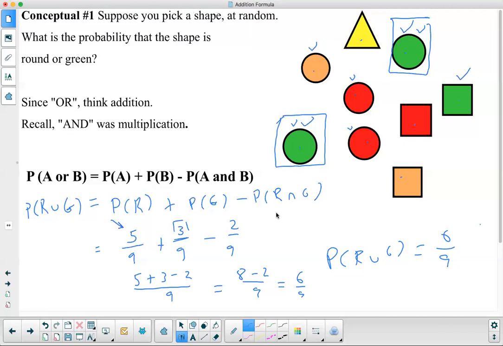So again, the reason that we're subtracting anything is because we're looking for the probability of round or green. Here we counted 2 of the ones that were round that were also green. And the same thing here: 2 of the ones that were green were also round, so we overcounted by 2. So you can either think of this 2 as being included in the 5, or as being included in the 3. But either way, we counted this 2 already, so we want to get rid of it.